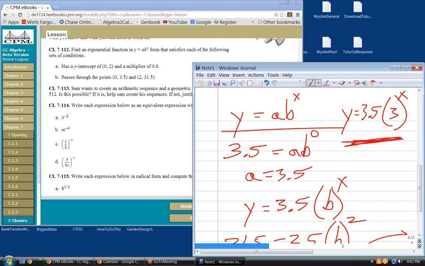So this is called the specific equation. This is called the general equation. The difference between the two is that with the specific you have solved for a and b.